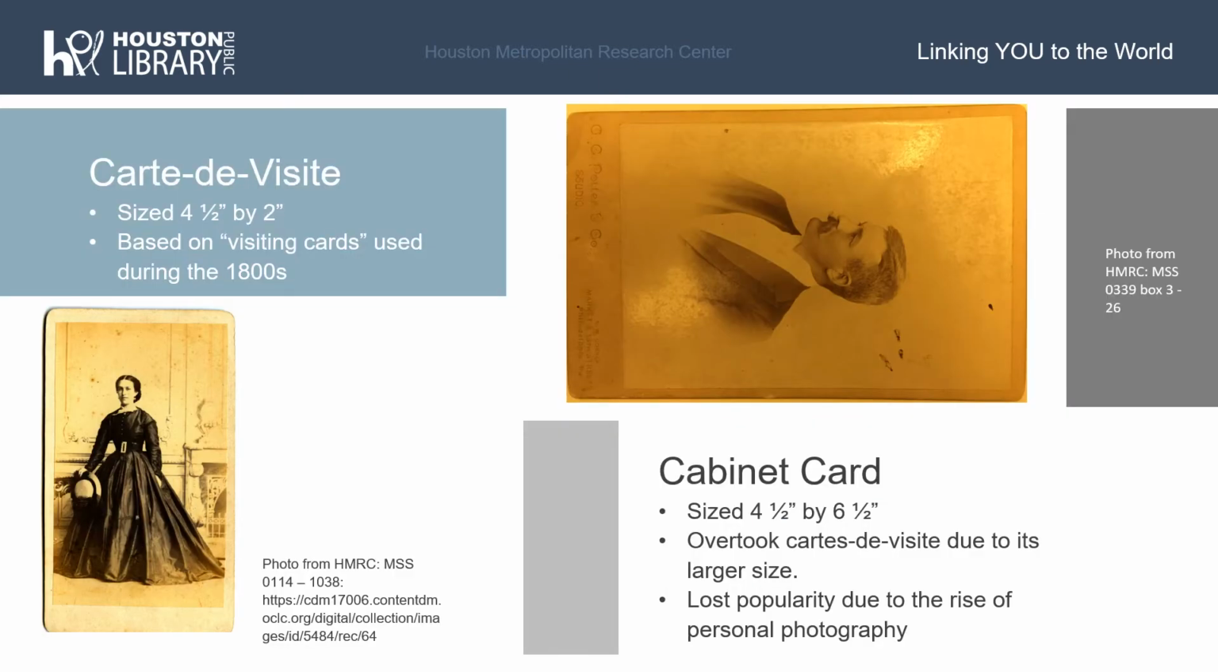Albumen photos can be printed into a variety of formats, but perhaps the two most recognizable variations on the albumen print are the Carte-de-Visite and the cabinet card. The Carte-de-Visite was a 4.5 by 2 inch piece of cardstock with a slightly smaller albumen photo attached and was popularly used from the late 1850s through the late 1870s.